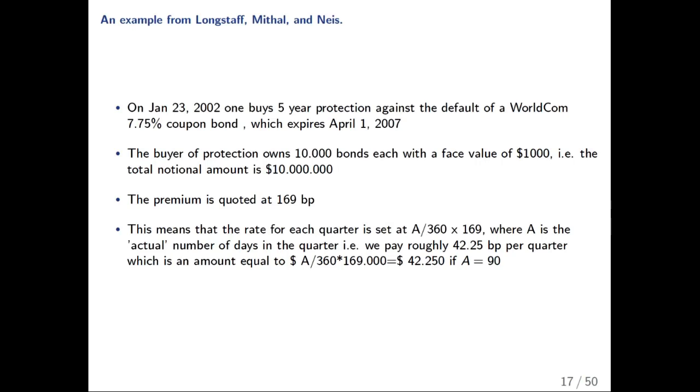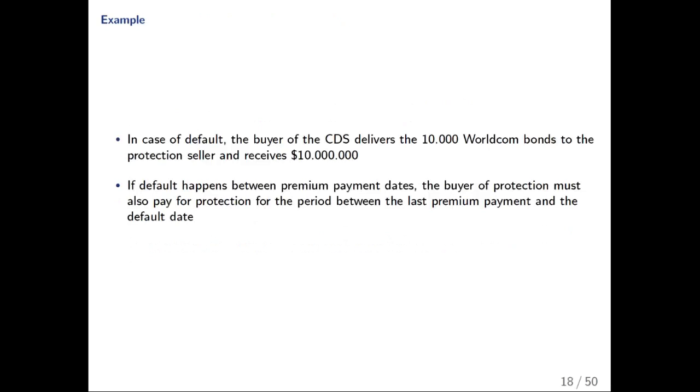What would have happened? I'd have paid those 42 basis points on some notional value. The notional value being, in this example, the 10 million, which would not have been exchanged, okay? It's the notional value, not the gross value.